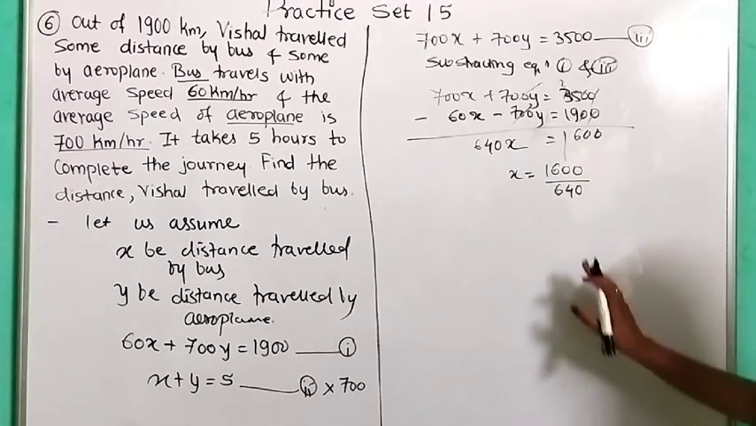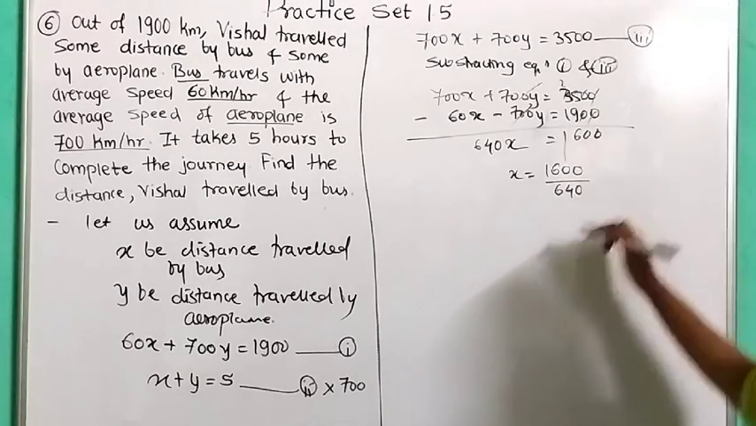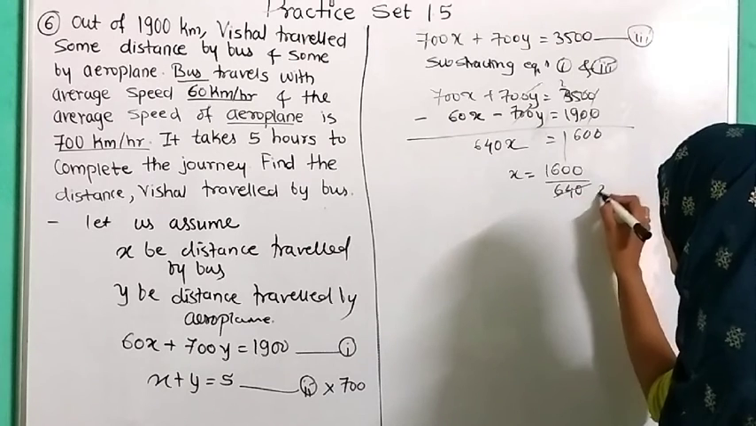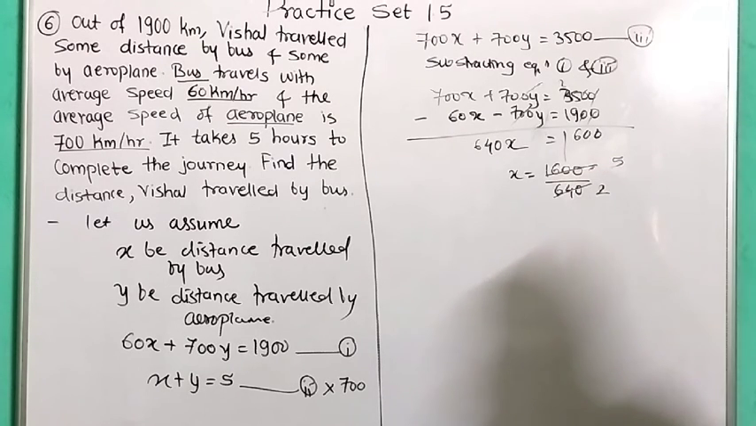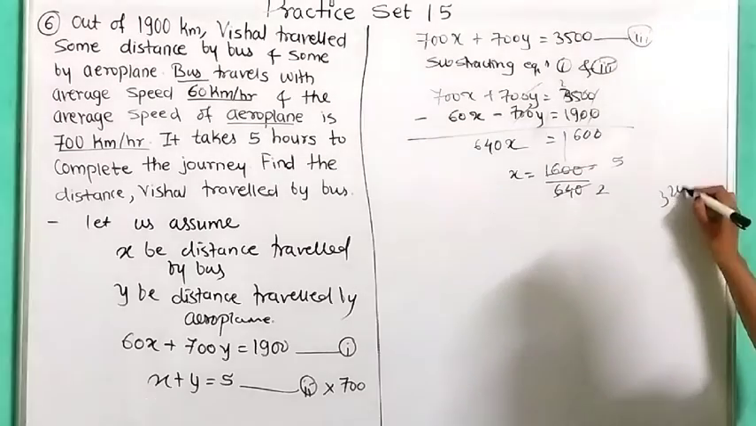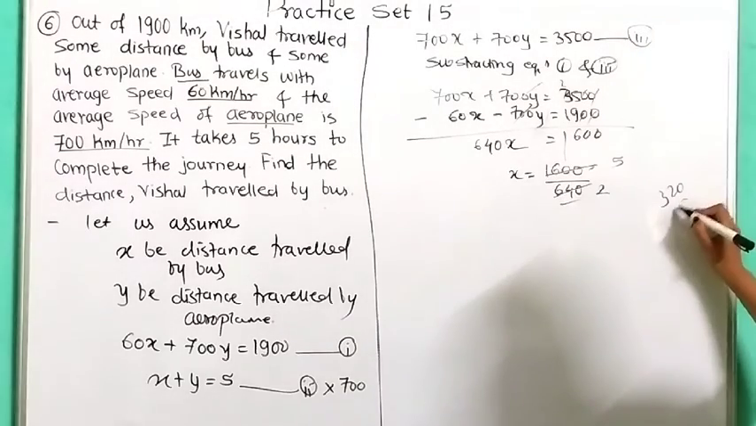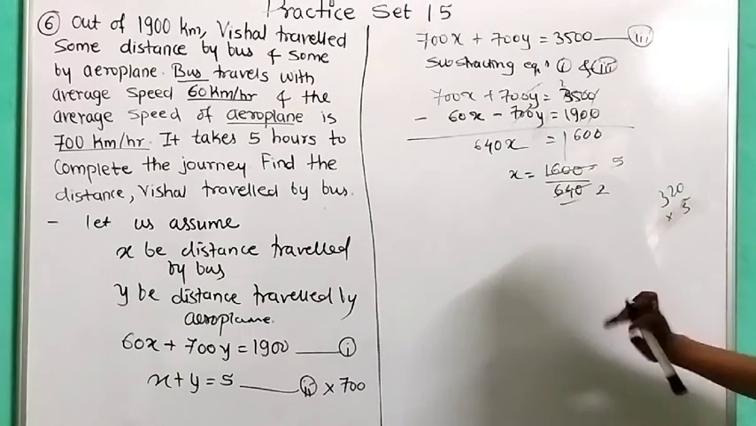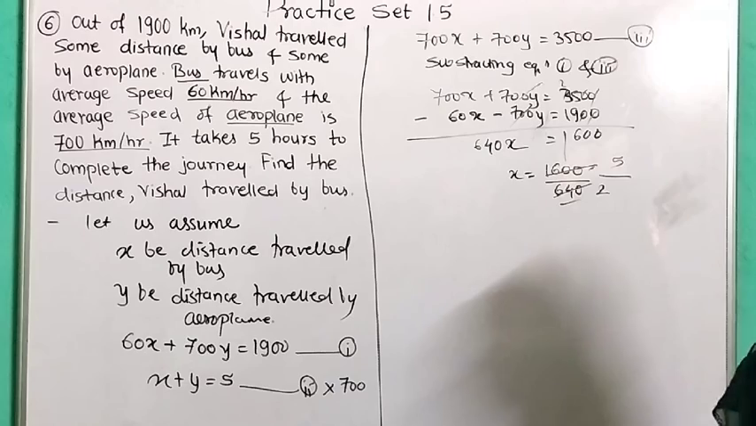Now here, if we simplify this fraction, we will get 5 and 2. Means if we multiply 320 into 2, we get this term. If we multiply 320 into 5, then we get this term. So we have simplified x as 5 upon 2.